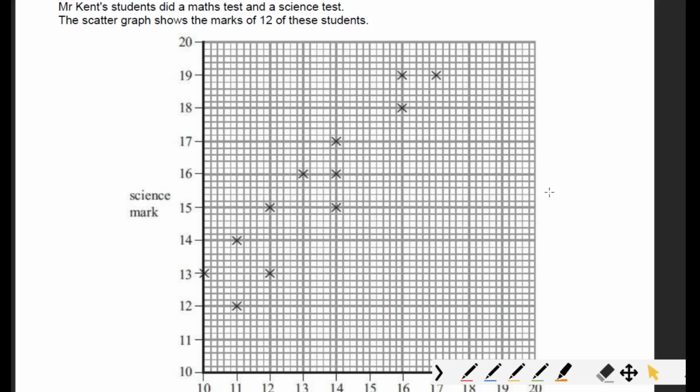Right, here we've got a scatter graph question. It tells you it's a scatter graph because the plots on the graph are scattered around. Mr. Kent's students did a maths test and a science test. Let me just zoom out a little bit so you can see better.